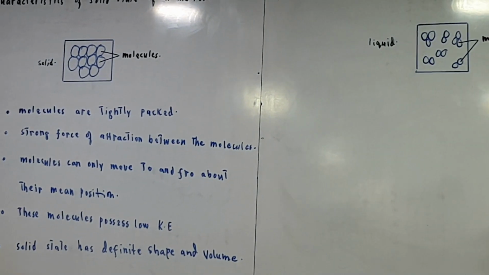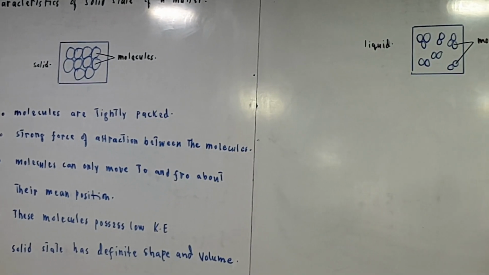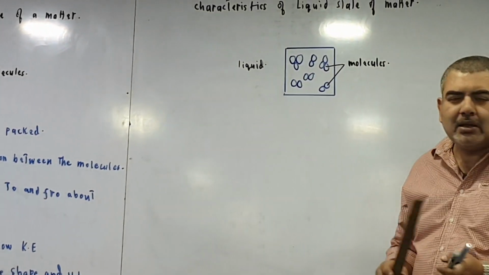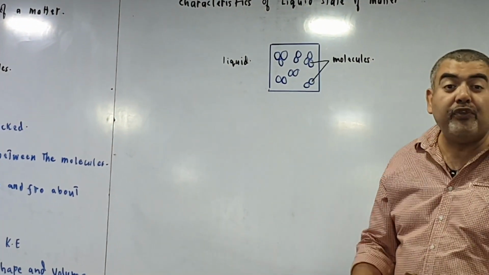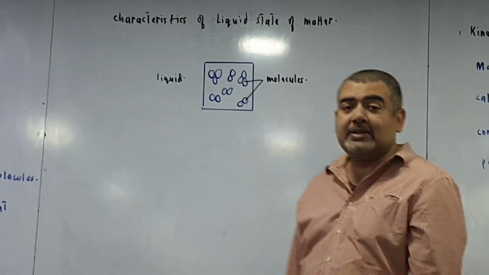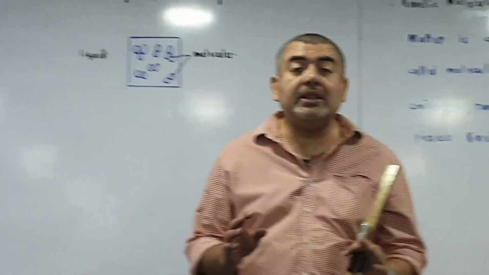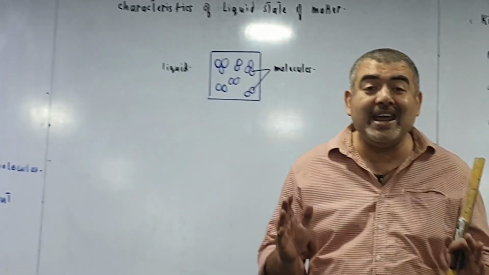In solid state, molecules can move to and fro about their new position because they were tightly packed. Now, यहाँ पे थोड़ा space है, so they can move freely. ये freely move कर सकते हैं. मगर एक word लिखेंगे आप. In liquid state of a matter, molecules can move freely throughout the vessel, throughout the container.